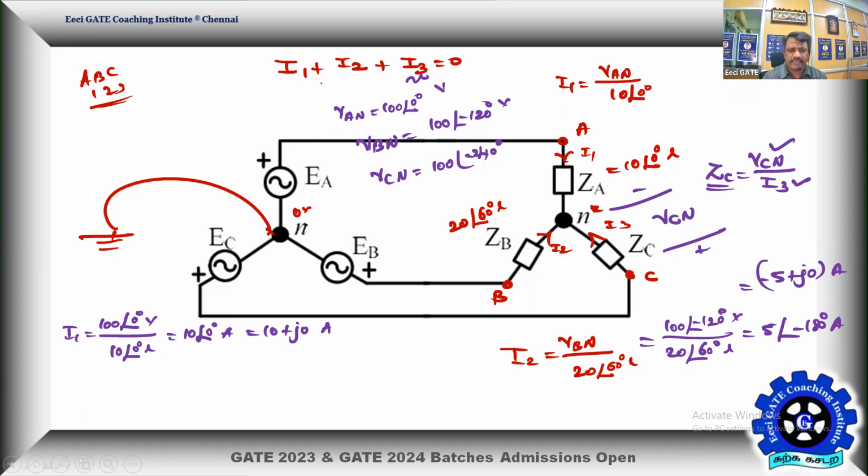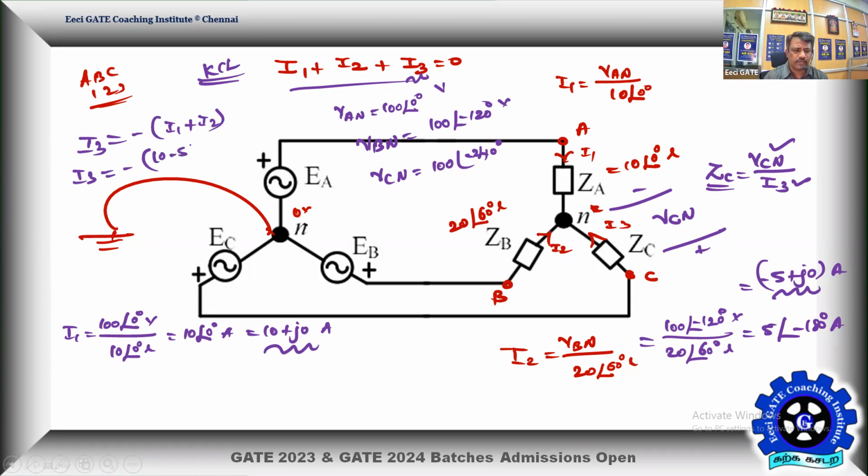Yes, as per the KCL, we can find out I3 now. So what is I3 from this KCL? I3 is equal to minus of I1 plus I2. You just add I1 and I2. I1 is 10 plus j0. I2 is minus 5 plus j0. So I3 is going to be minus of 10 and minus 5, that's all. So it's going to be real. It's going to be minus 5. So I can say I3 is equal to minus 5.